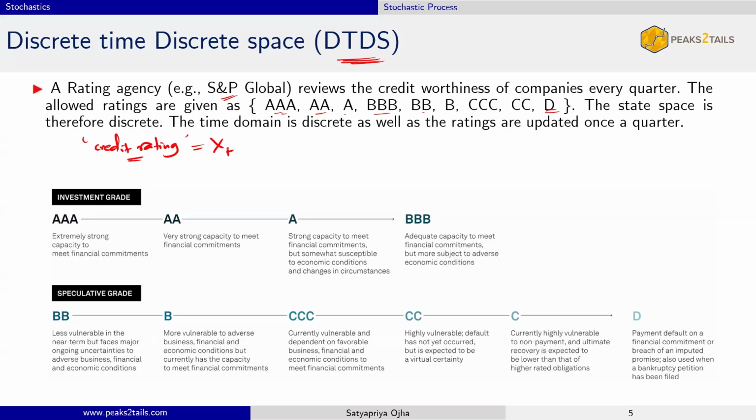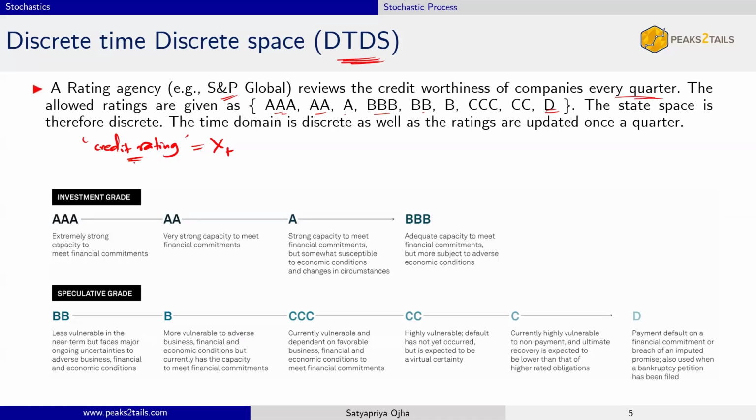Now the time domain is discrete. Why? Because the ratings do not change continuously. There is a quarterly evaluation. You can do quarterly or yearly, it doesn't matter. But every quarter S&P will review the entire balance sheet, growth prospects, business, everything, and then come up with a rating. So every quarter you will see the rating update. Rating will only get updated or change every quarter, not in between. It's not a continuous thing, right? So that way the time domain is discrete because it has a quarterly frequency.